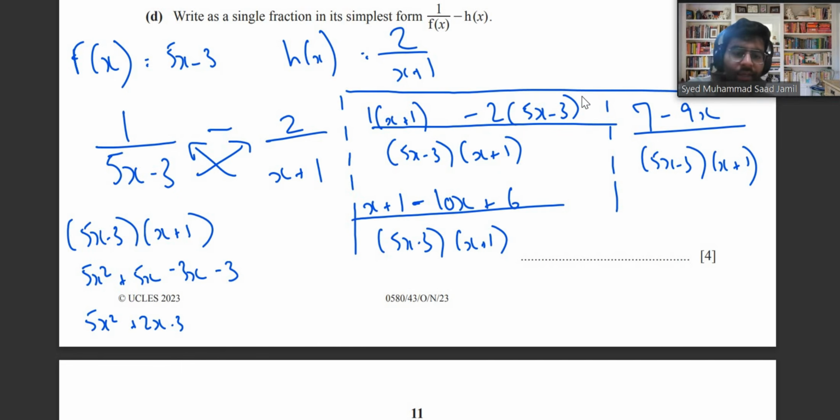So write your final answer as 7 minus 9x upon 5x square plus 2x minus 3.